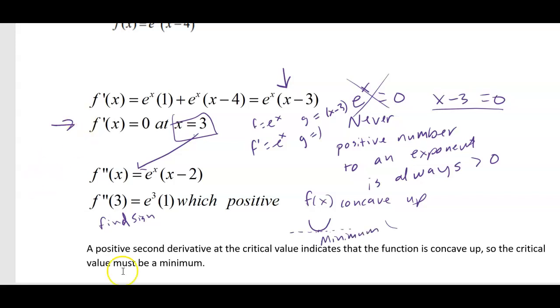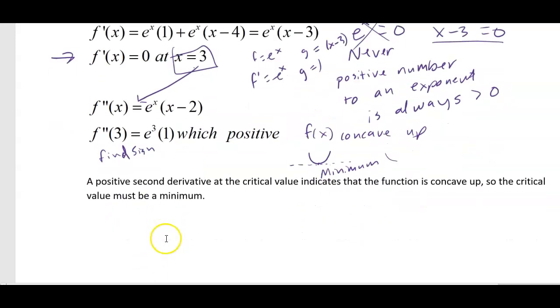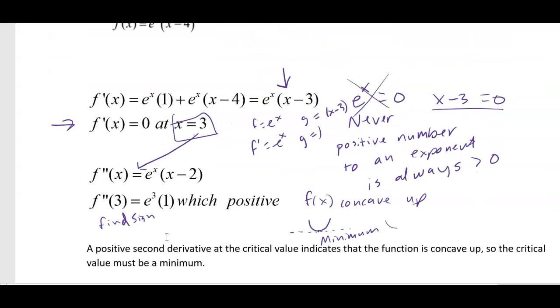So that's what this statement says, and that's how you would do that problem. So that's the second derivative test for local extremes. That is very helpful if the second derivative is easy to find. It's not very helpful if it isn't, or if you've already had to make the sign chart.